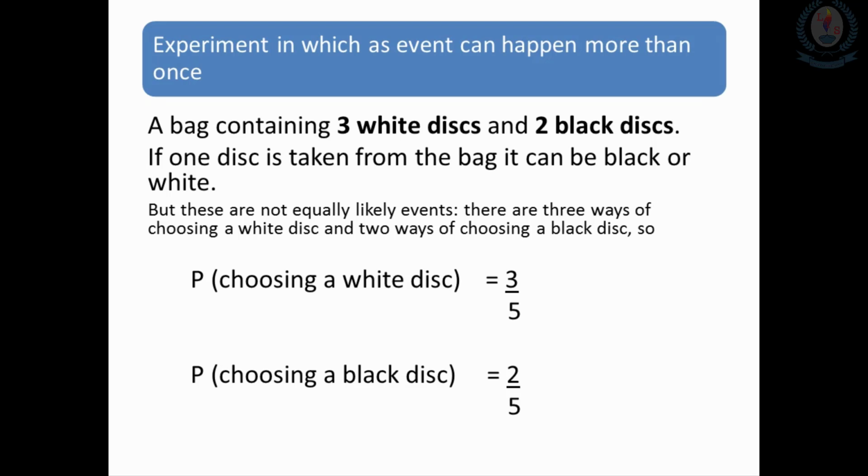Now I'm going to look at an experiment in which an event can happen more than once. Consider a bag containing 3 white discs and 2 black discs. If one disc is taken from the bag, it can be black or white, but these are not equally likely events. There are 3 ways of choosing a white disc and 2 ways of choosing a black disc. So for choosing a white disc, we write 3 over 5. How many discs are there altogether? 5 discs. How many white discs? 3 white discs. So 3 white discs out of all the 5 discs. Choosing a black disc, we write 2 black discs out of 5 discs. So these are the ways we write these probabilities.